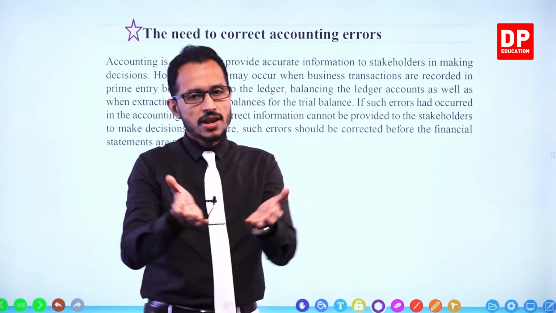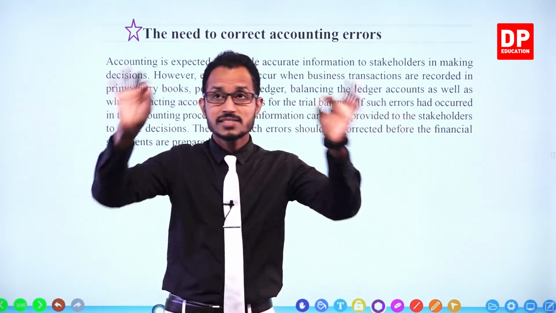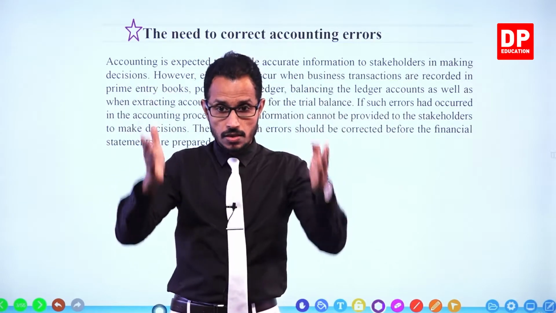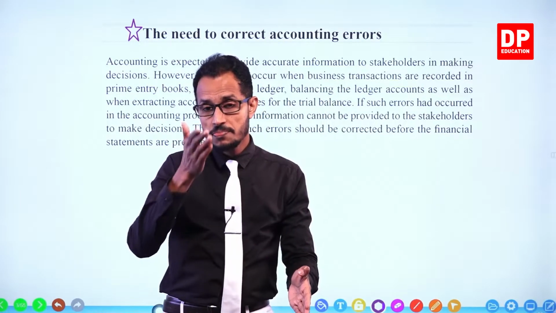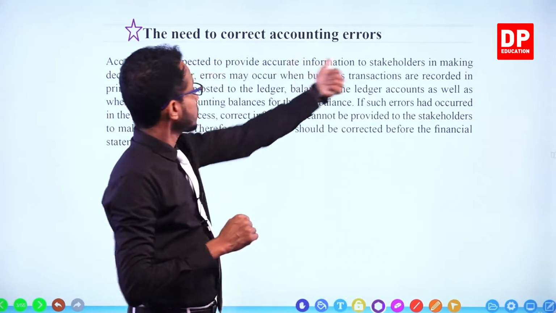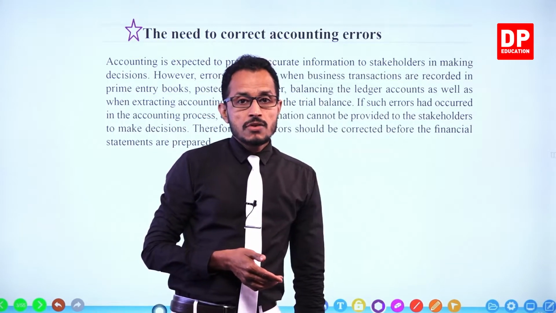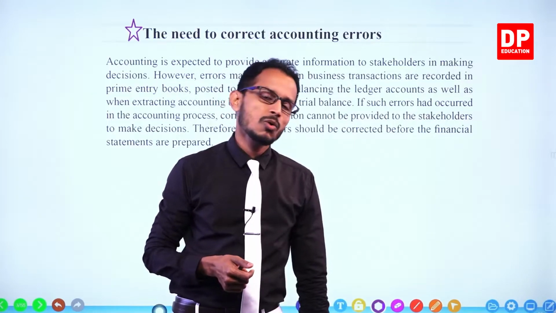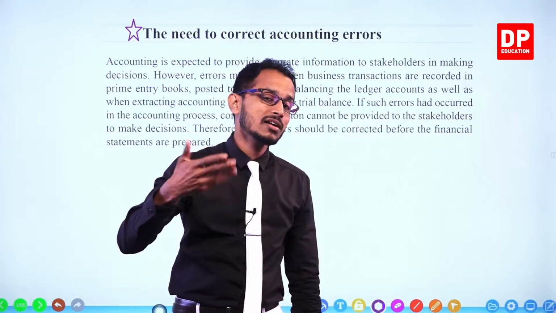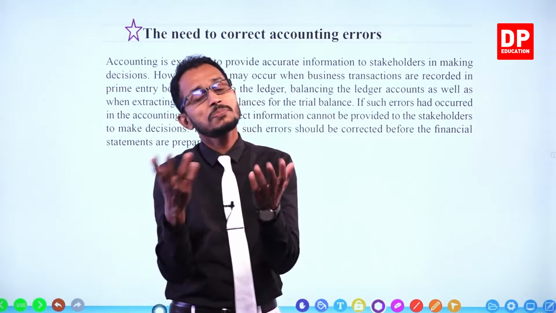So when we provide our accounting records to our stakeholders, external stakeholders and internal stakeholders, if we provide wrong information, children, with errors, with mistakes, without correcting them, we are misleading these stakeholders. They might take wrong decisions depending on our accounting records, depending on our financial reports.